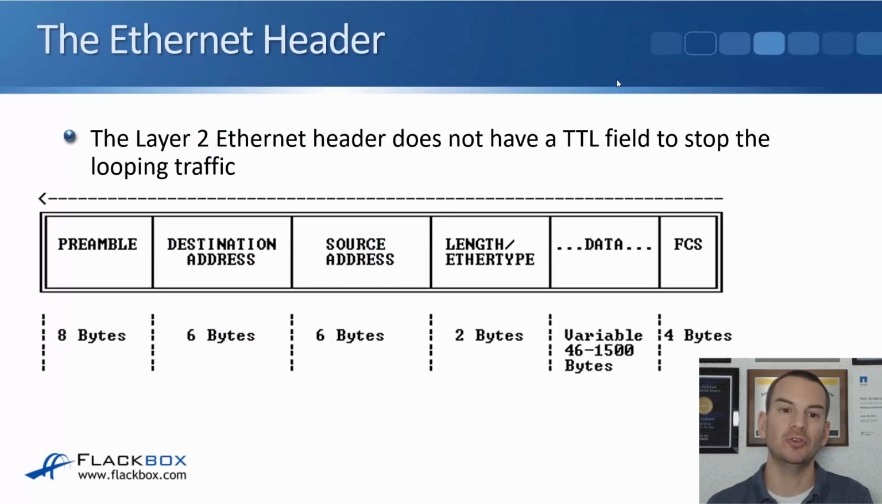And the layer 2 Ethernet header does not have a TTL, time to live, field to stop the looping traffic like our layer 3 IP header does. So on a layer 2 network, if you get traffic looping, it will loop forever. There's nothing to stop that happening. But if you do get a loop happening, the way you can stop it is by physically going and unplugging a cable.